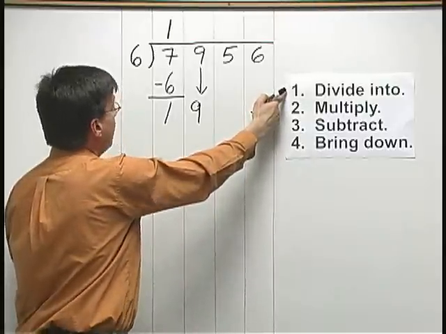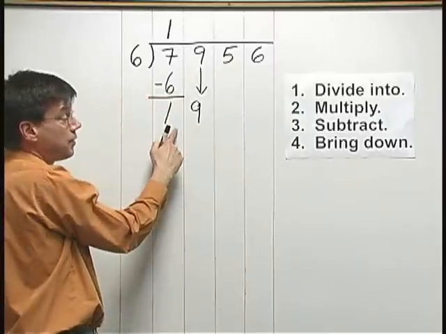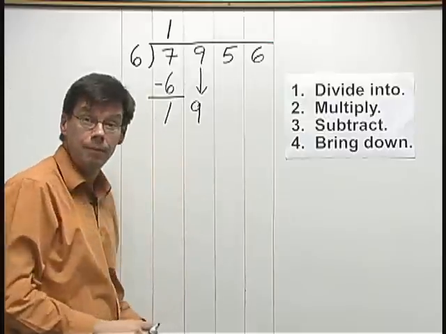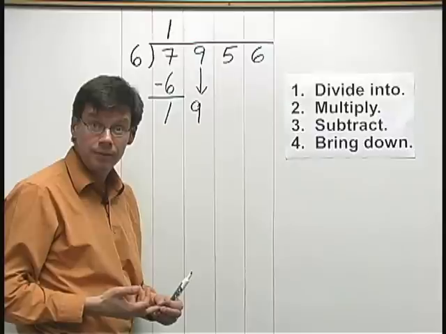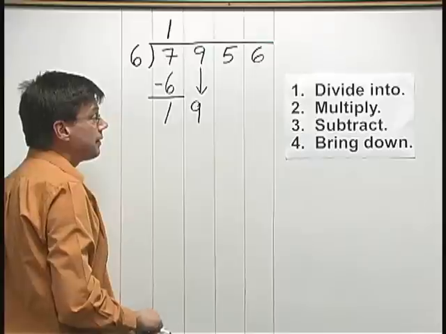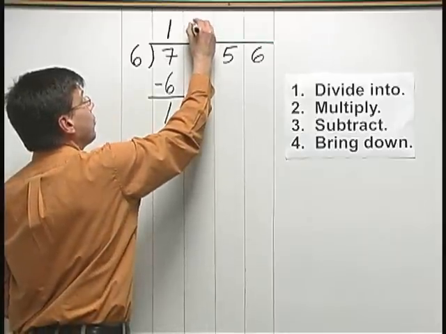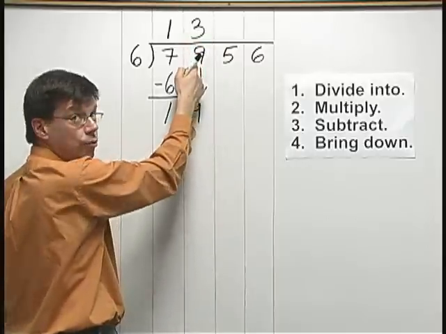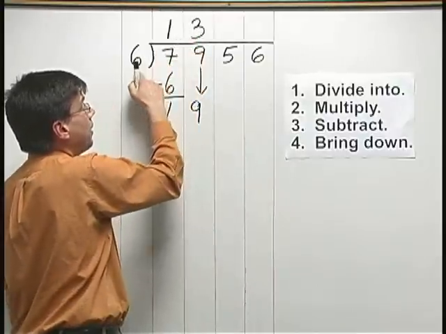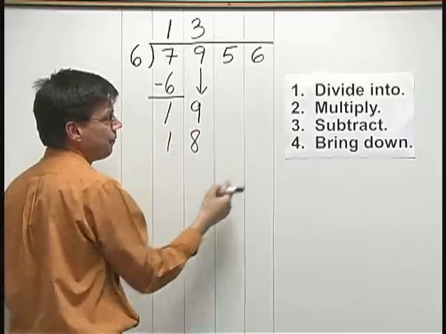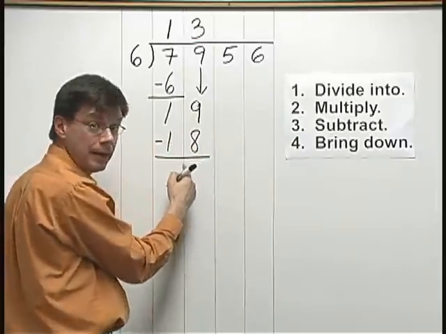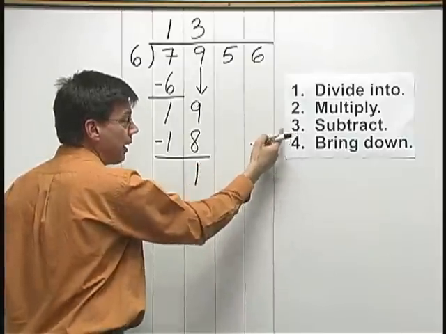So for the divide into step, I ask myself, how many times does 6 go into 19? Well, let's think about that. 1 times 6 is 6, 2 times 6 is 12, 3 times 6 is 18. 18 is just 1 less than 19, so I know 6 will go in 3 times. I write the 3 directly above the 9 that I brought down. That's the divide into step. Next, I multiply. 3 times 6 is 18. That was my multiply step. Next, I subtract. 19 minus 18 is just 1, my subtract step.